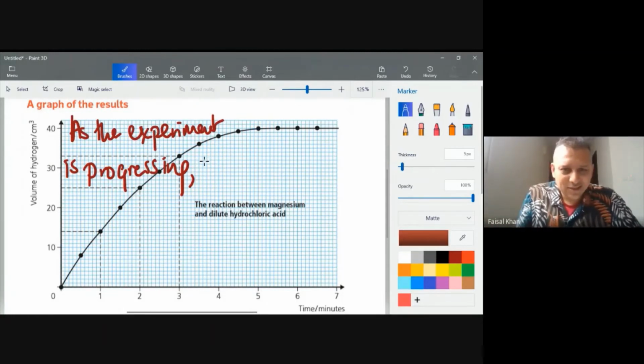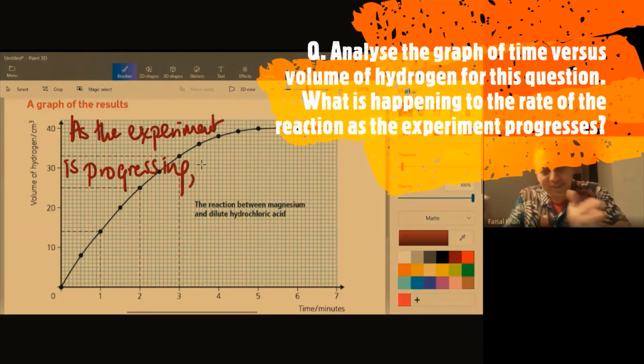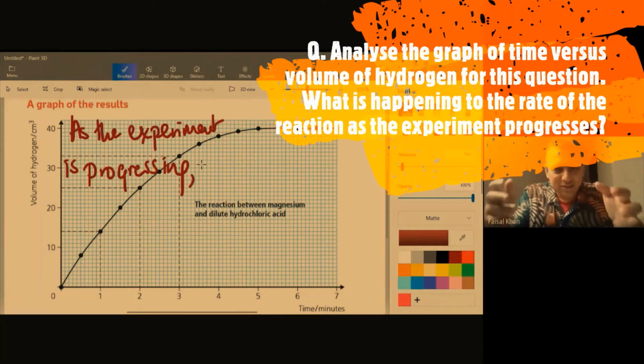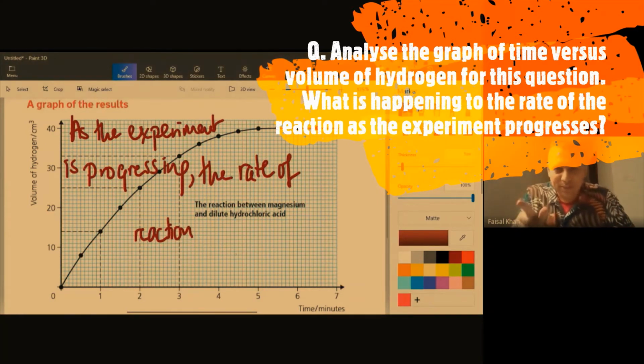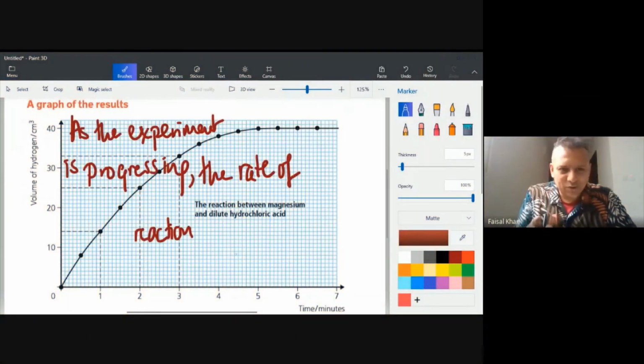What are they asking you to talk about? Because what I'm trying to do is guide you to the rate of reaction. The rate of reaction, because we mustn't mistake passion for expression. I can see you're passionate about the answer, but we need to be able to express the answer. As the experiment is progressing, the rate of reaction.